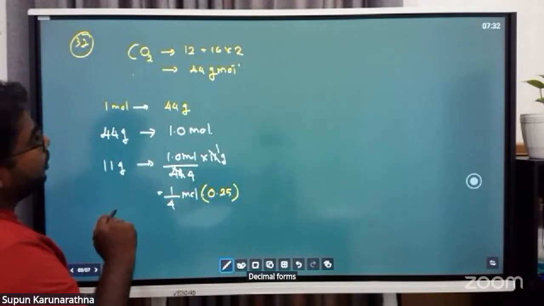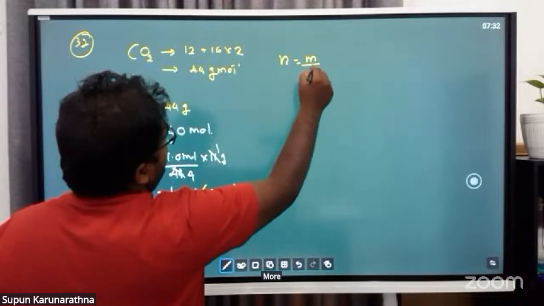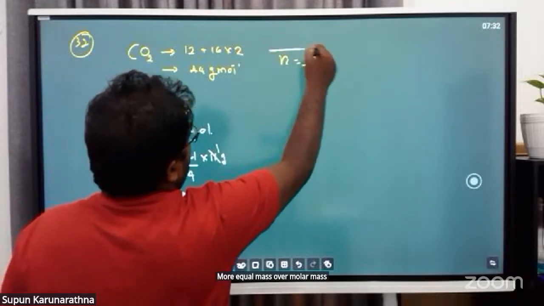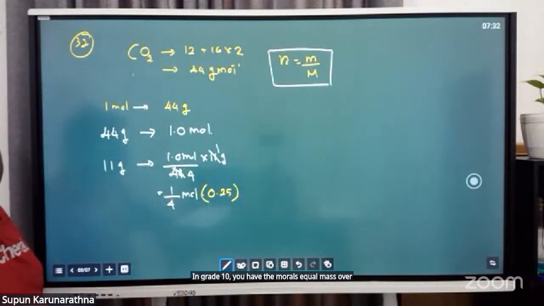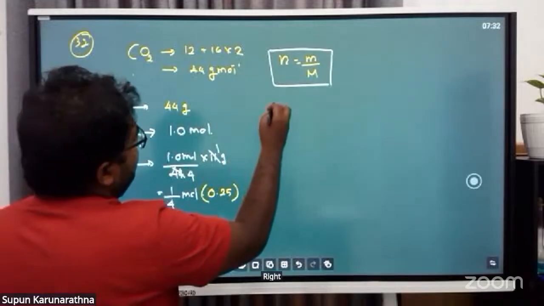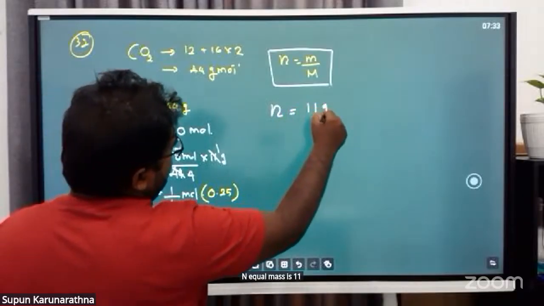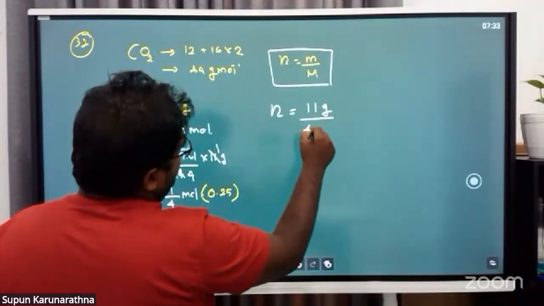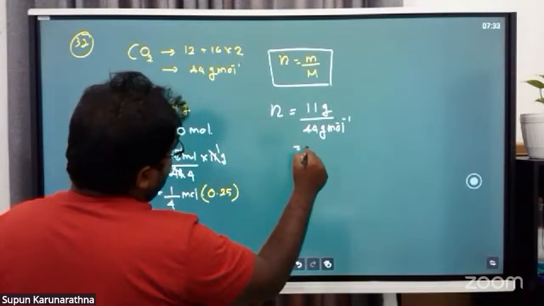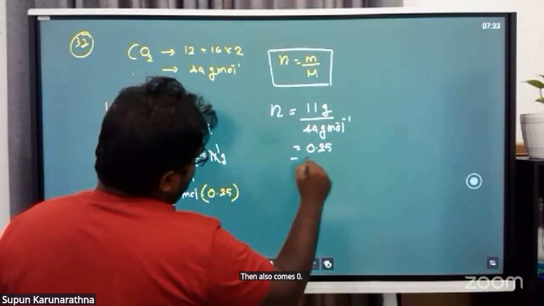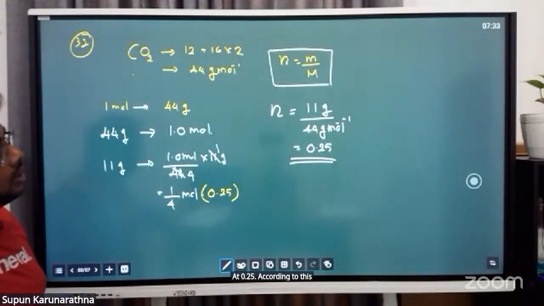What is another method we can use? You know the formula: moles equals mass over molar mass. In grade 10 you learned that moles equals mass over molar mass. You can use this too. Moles, n, equals mass, 11 grams, over molar mass, 44 grams per mole. Then it also comes to 0.25.